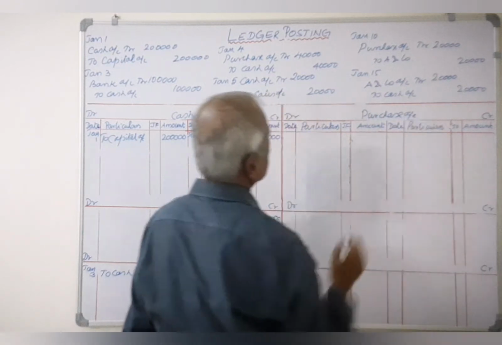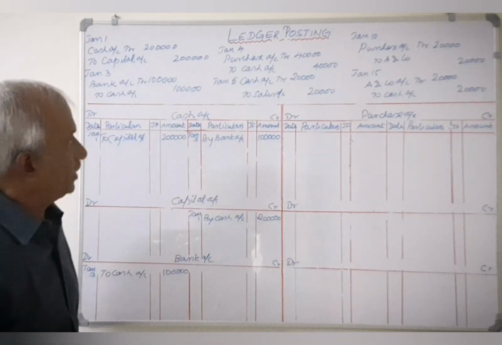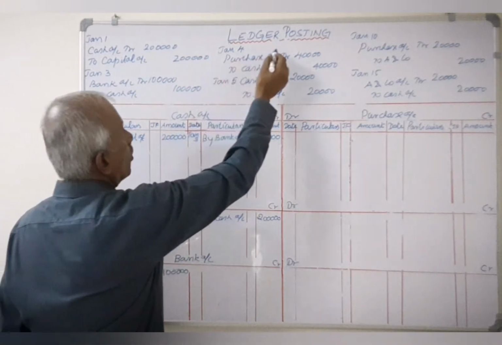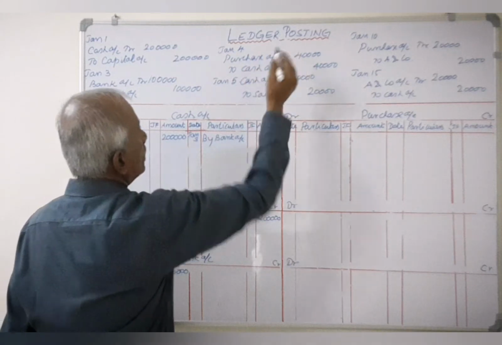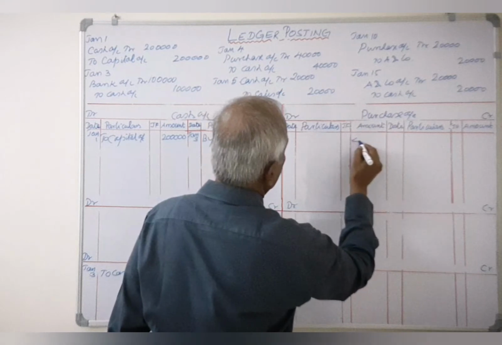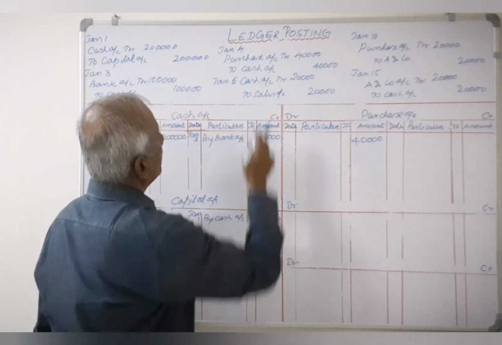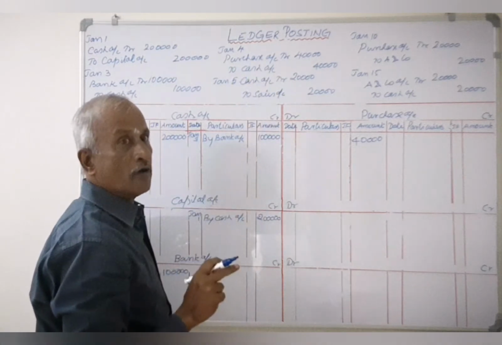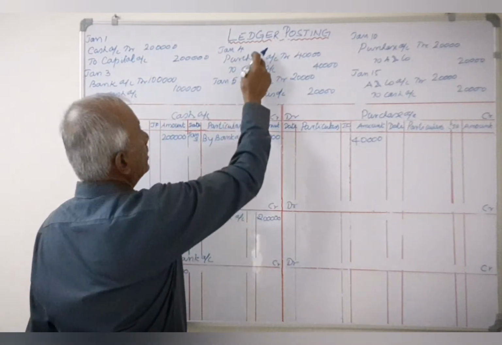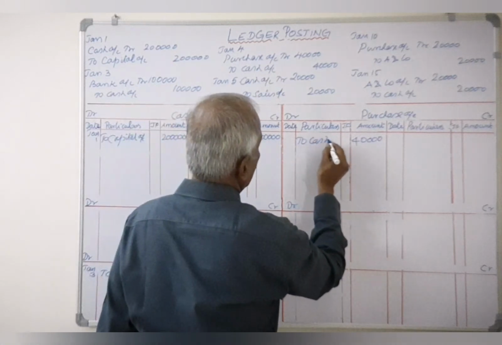Purchase account. Cash account has already been opened. So on the debit side of the purchase account, let us record 40,000. So this is purchase, debit side 40,000. Against it you have to write the name of the account credited in the journal. It is cash account. So to cash account.